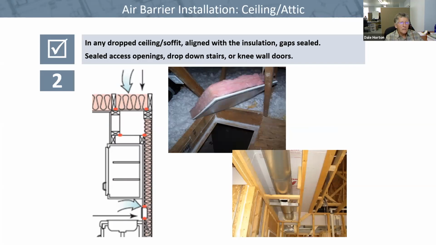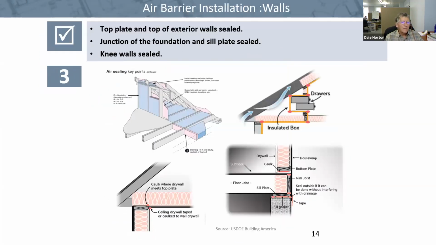For drop ceilings, you're to align the insulation with the air barrier. You're to seal at penetrations in the ceiling. You're to seal at top plates, at the junctions where walls meet the floors and the foundations, and you're to seal at the knee walls, which are always a real challenge to have a continuous sealed air barrier.